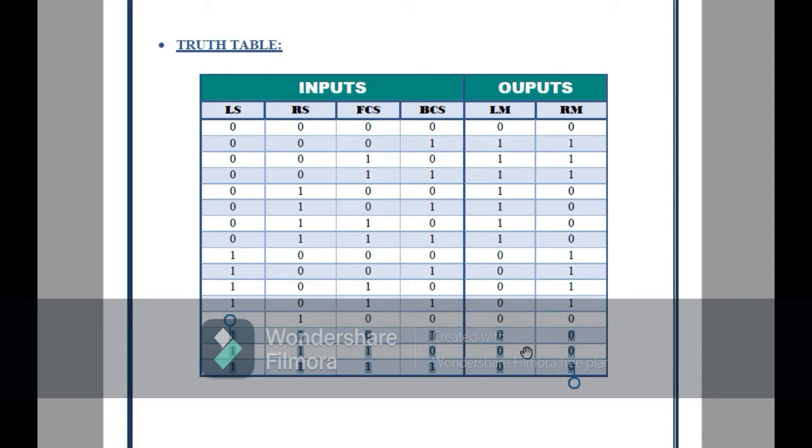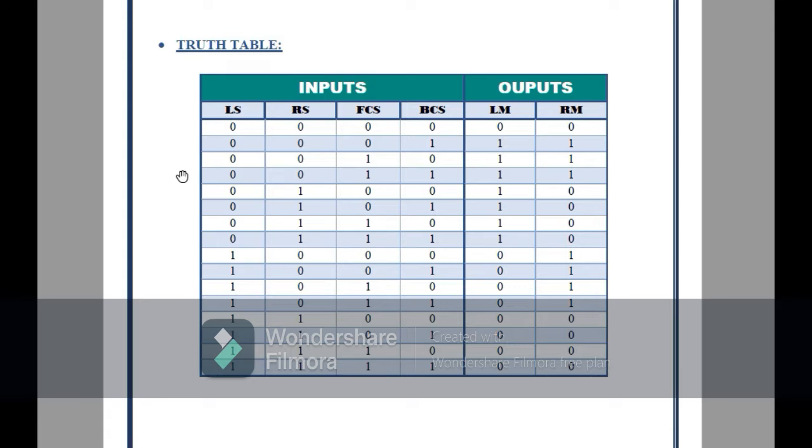So this is the total logic of our design of the line following robot. Now after using this truth table, we can simplify our circuit by using K-maps and Boolean expressions, or we can make our circuit using multiplexers.